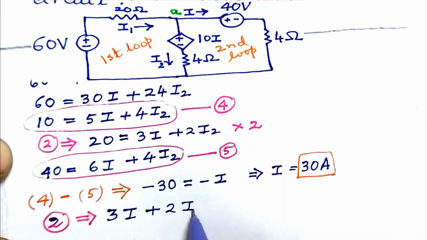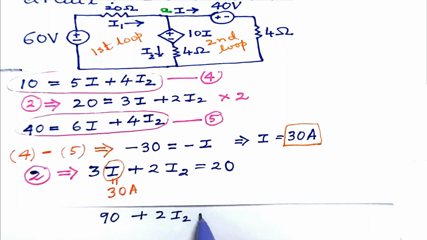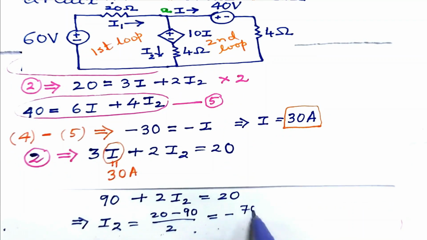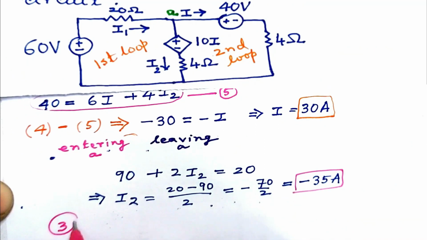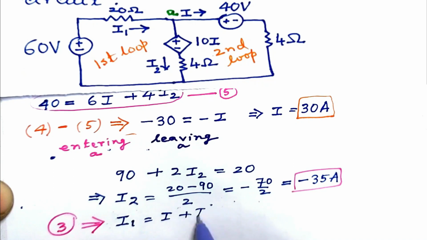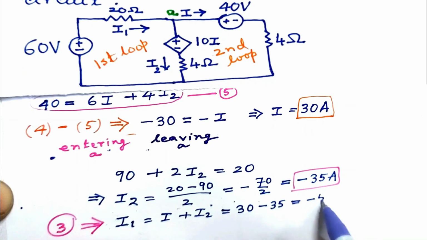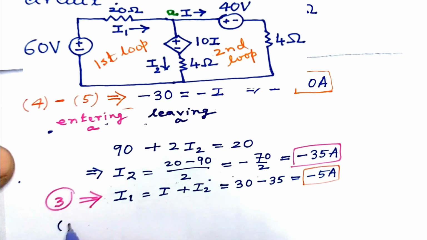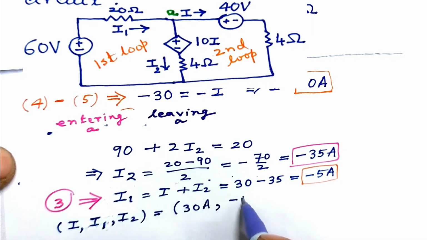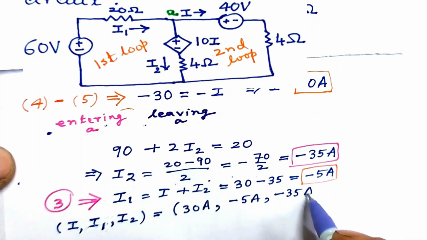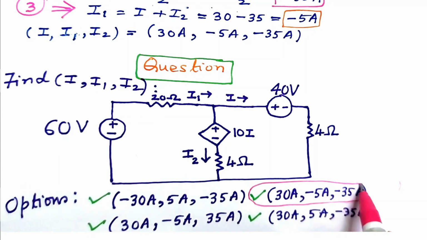We quote equation 2 once again. Put I equal to 30 ampere. Simplify to get I2 equal to minus 35 ampere. Again, from equation 3 we have I1 equal to I plus I2, which is 30 ampere minus 35 ampere, and therefore I1 is minus 5 ampere. So I, I1, I2 have values 30 ampere, minus 5 ampere and minus 35 ampere. Now we are in a position to strike the correct option, and it is this one.